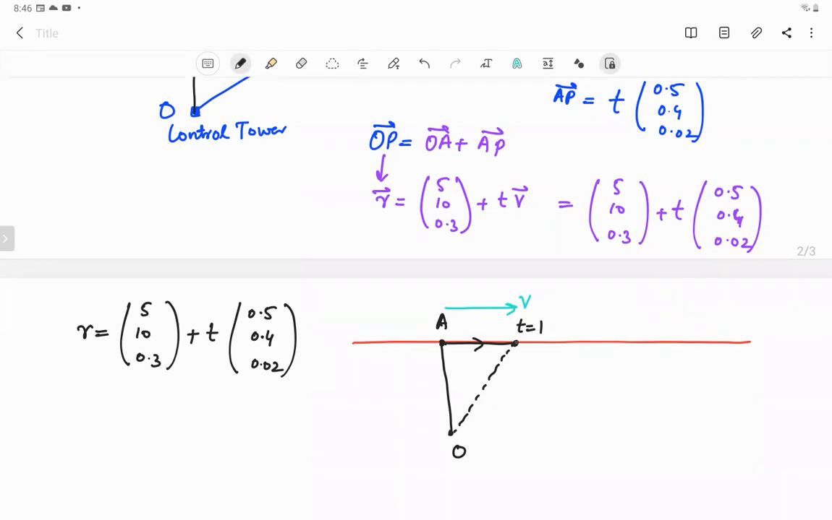Okay, for example, when t is equal to 1, this vector AP1 is equal in length to the velocity. And when t is 2, AP2 is equal to twice the velocity. And when time t is equal to 3, P3. So this is how we can calculate the position vectors of the aeroplane as it moves.